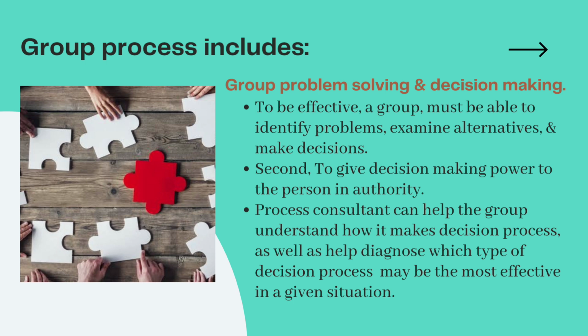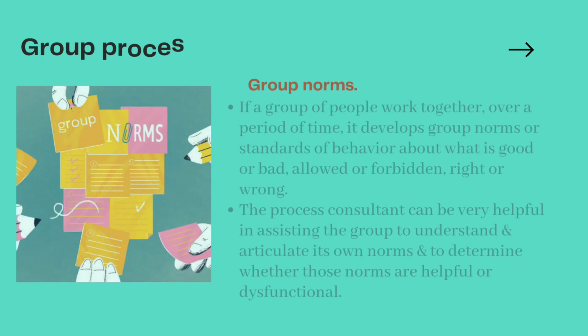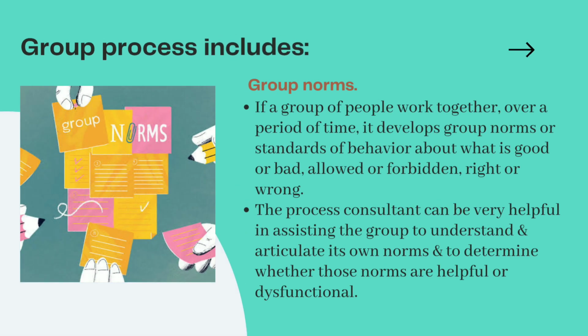The process consultant can help the group understand how it makes decisions, as well as help diagnose which type of decision process may be the most effective in a given situation. Decision by unanimous consent or consensus, for example, may be ideal in some circumstances but too time-consuming or costly in other situations. Moreover, group process includes group norms.